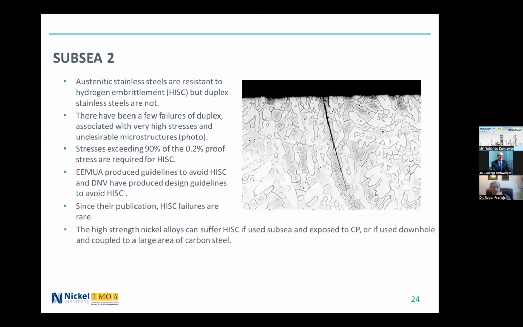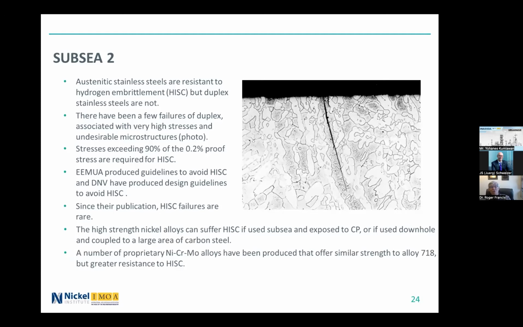Now, the high-strength nickel alloys can suffer hydrogen embrittlement if used subsea and exposed to CP under certain conditions. And they can also suffer hydrogen embrittlement if they're used downhole and coupled to a large area of carbon steel, such as a carbon steel casing. Such failures are rare, but they have occurred.